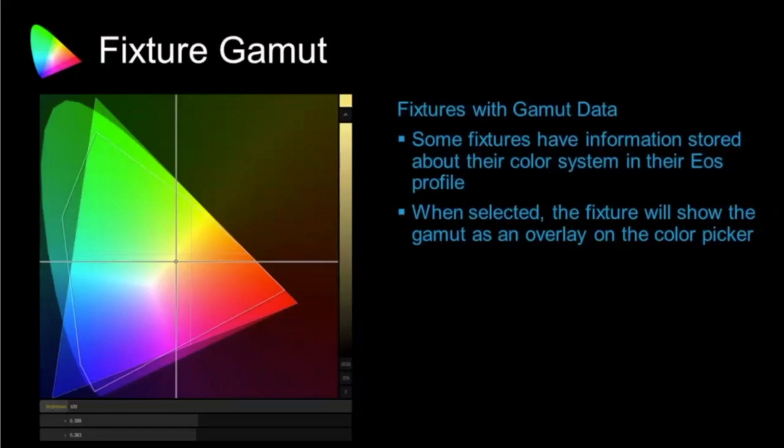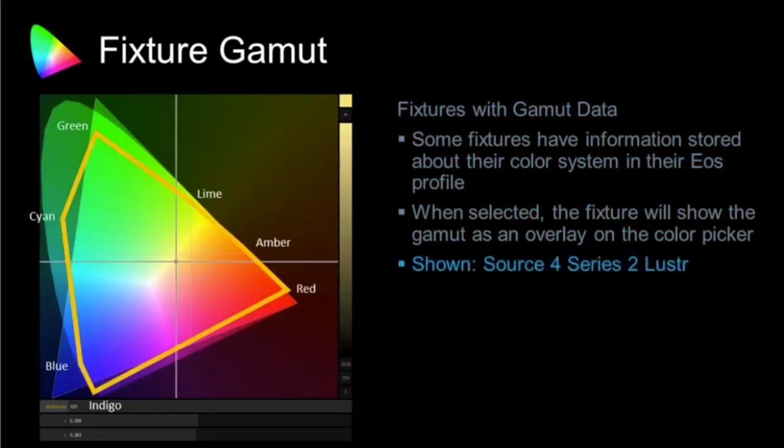So if we have a gamut line for a fixture displayed, the color picking that we do, the gel selection that we're going to do, is way more accurate than if one of these gamut lines doesn't show up. Again, this is the gamut line of a Source 4 Series 2 Lustr. You can see here, we know exactly where the red emitter is in the Series 2 Lustr. We know exactly where the other colors are and where they sit in the color space. So we can get a really accurate picture of the capabilities of that fixture, and when you send it control information, it will more accurately respond.